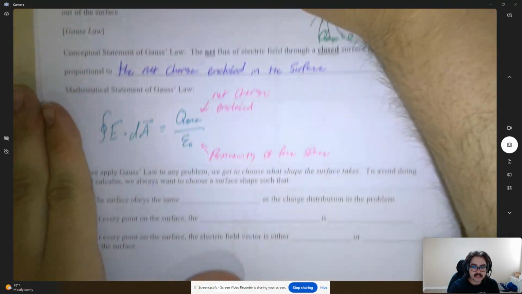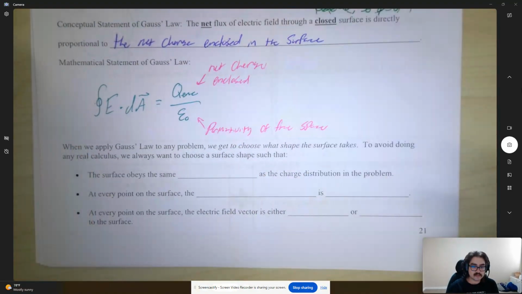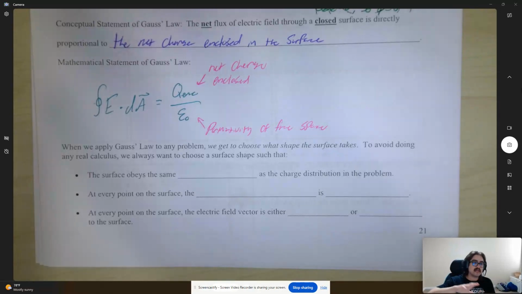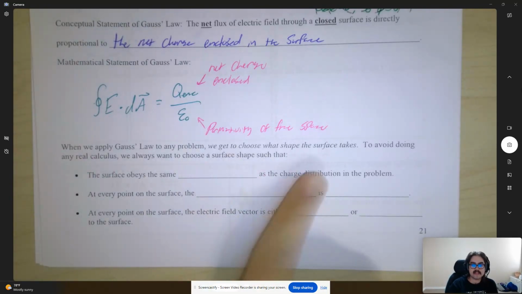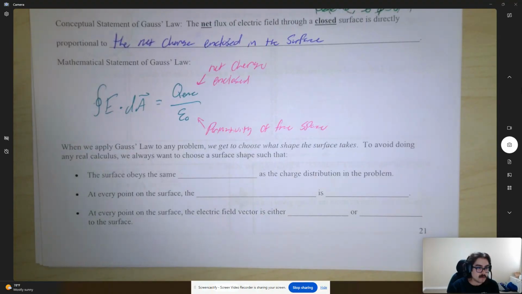There are 3 tenets that we need to follow when we use Gauss's law. When we apply Gauss's law, we're basically creating a surface around a charge, a group of charges, or a conductor, and we are able to simplify the problem when we do that. We get to pick the shape. You can pick any shape you want, but there are shapes that are most appropriate, and it needs to fit these 3 tenets if we want to avoid doing calculus. That's always what you should strive to do: avoid doing calculus wherever possible.